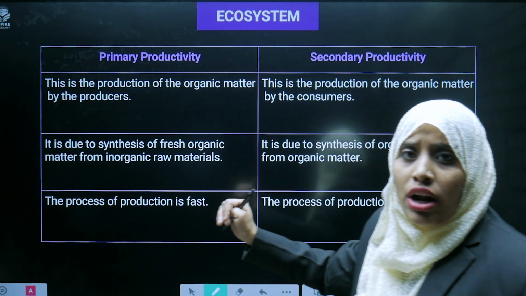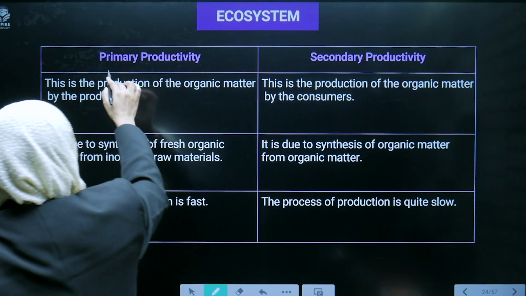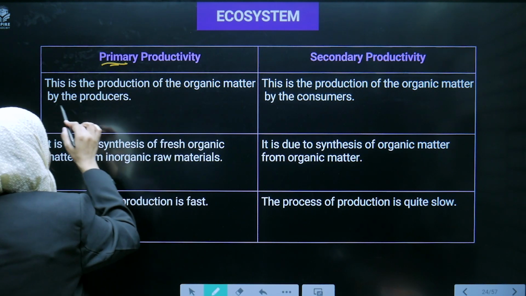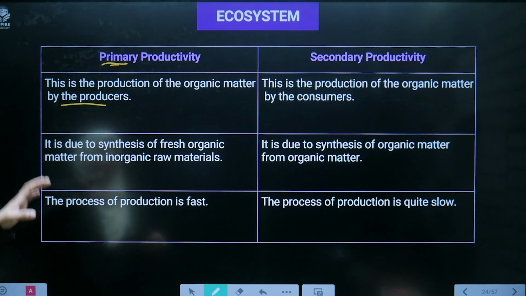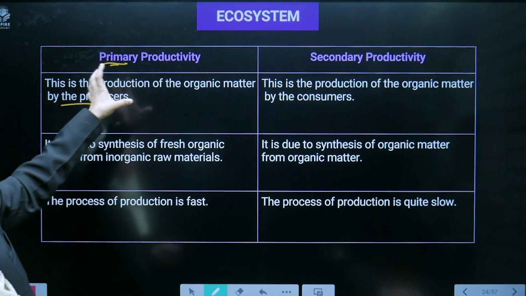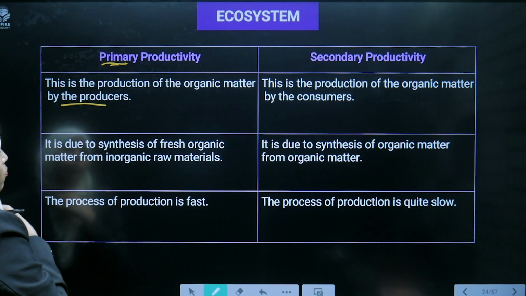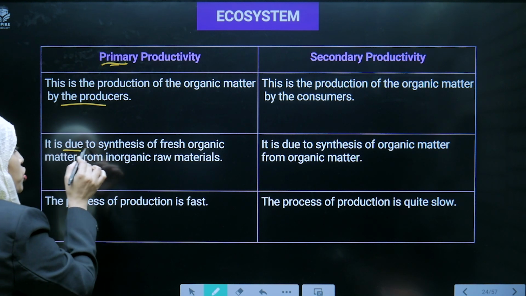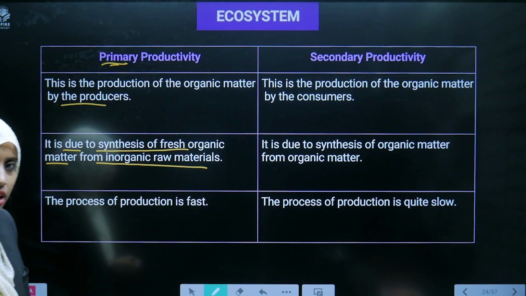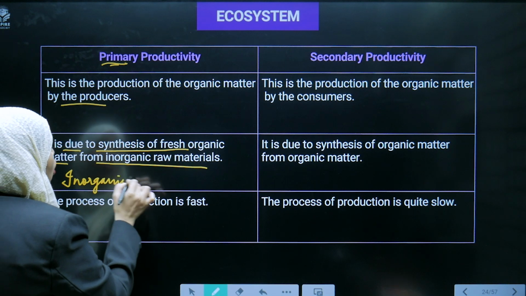So primary productivity and secondary productivity, if we differentiate between them, primary is the first level of productivity. It is the production of organic matter by the producer. The organic matter the producer produces by photosynthesis, that directly is primary productivity. Next, what is another point about the primary productivity? It is due to synthesis of fresh organic matter from inorganic raw material. So inorganic material is converted into organic.